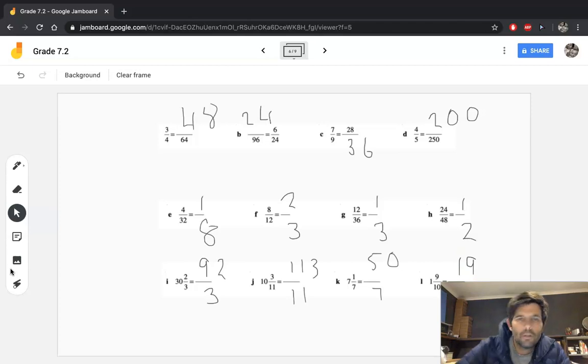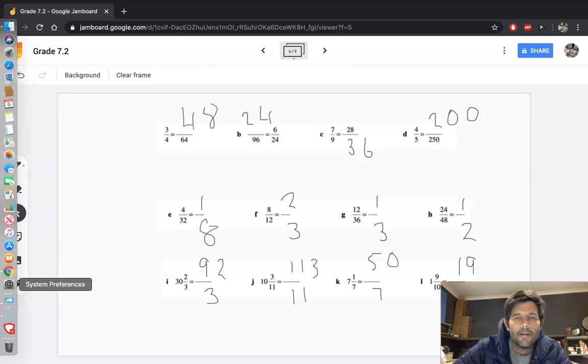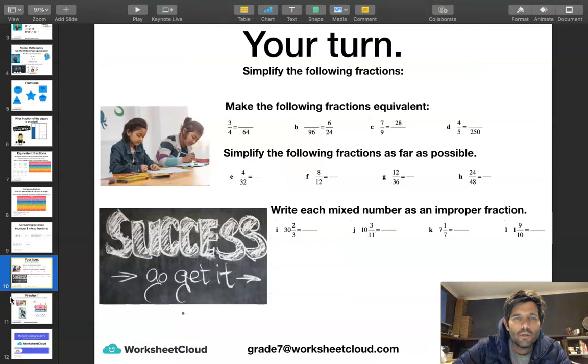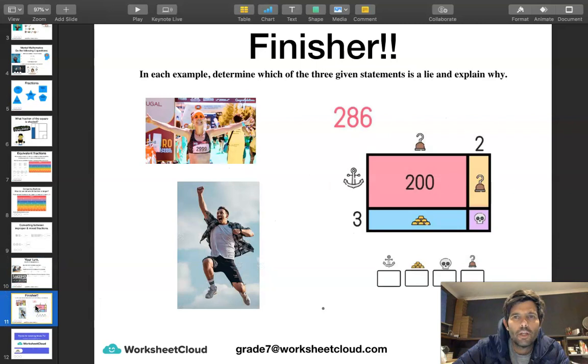Okay, well done if you got to grips with those and you understand those concepts. But like I said, they were taught before in previous years. But again, feel free to email me should you have any questions, and the email address is at the bottom of the slide there, which says grade7@worksheetcloud.com. Right, guys, all that's left for today is your finisher.